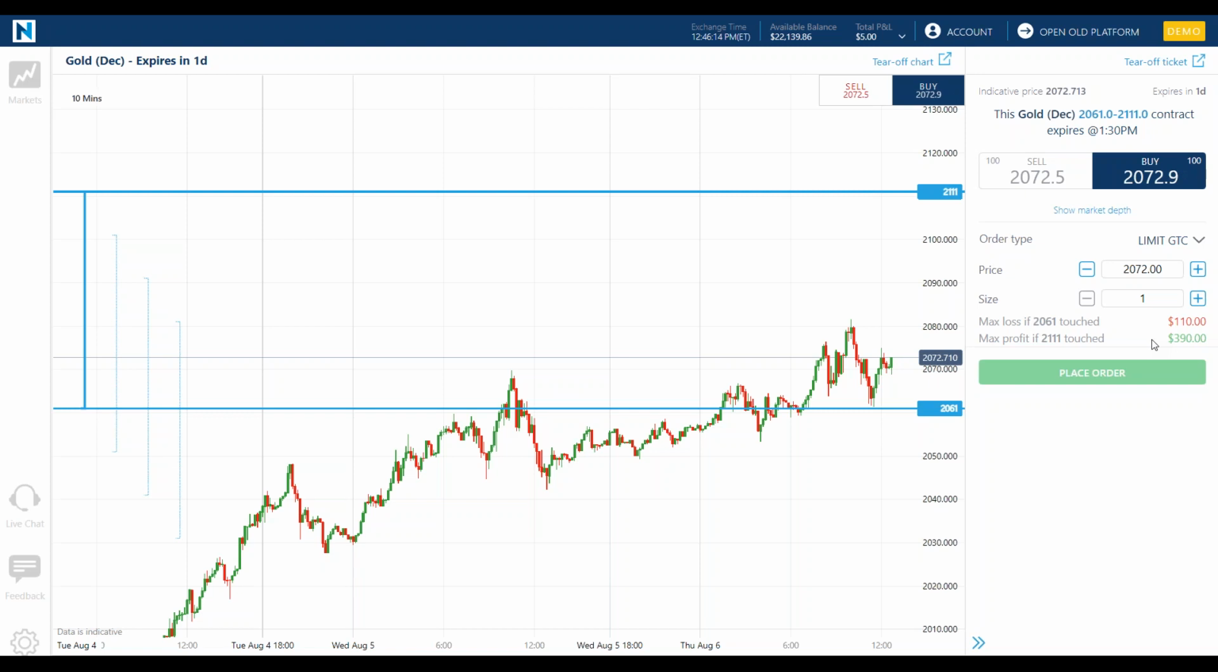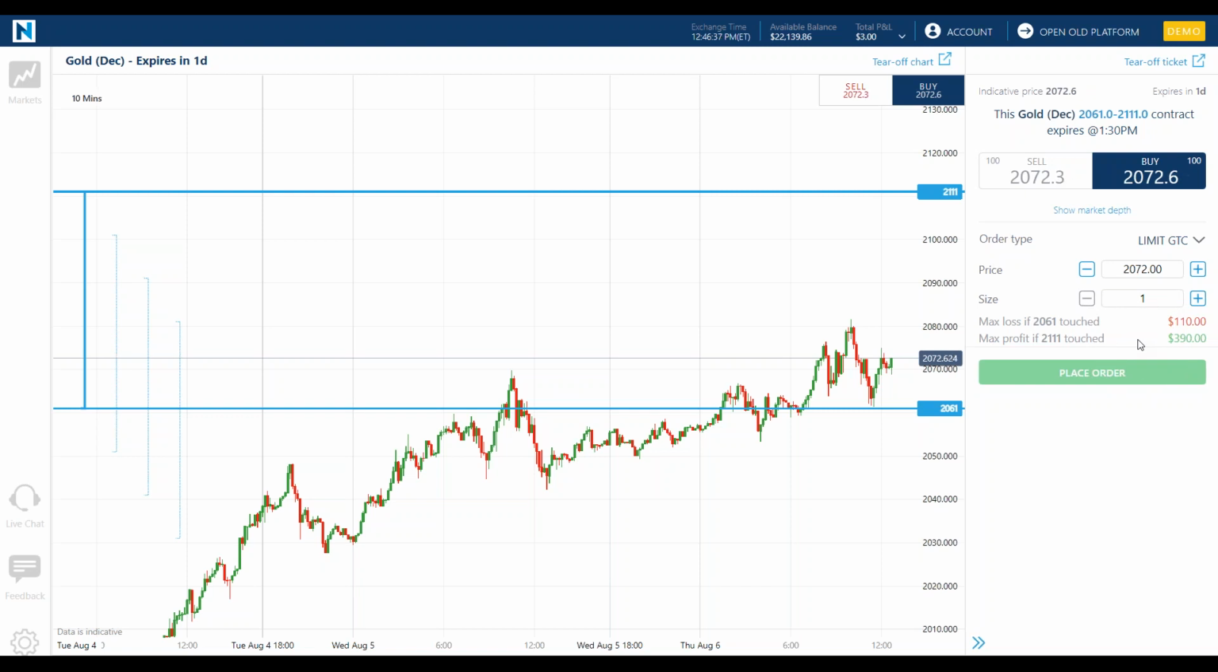And if I wanted to reinitiate the trade, I'd have to get into it again, one way or the other. Now realize if gold were to go higher than 2111, I could never make more than that 390, because as soon as it touches 2111, I'll get knocked out and experience maximum potential profit.